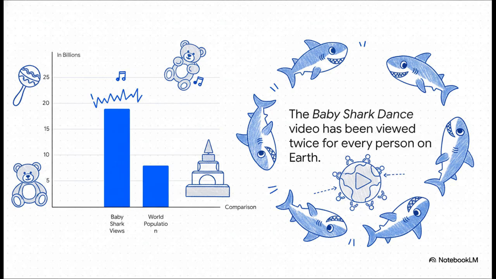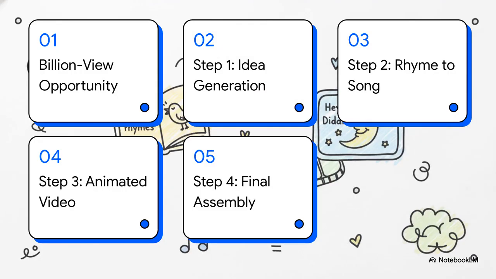And you know what? It's not some crazy fluke. If you actually look at the most watched videos on YouTube, the list is just dominated by children's content. This isn't just a niche, it is one of the most powerful categories on the entire platform. So the big question is, how do you tap into this?